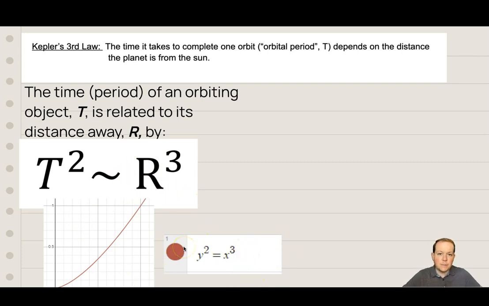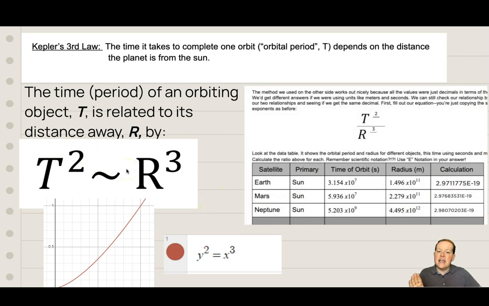I just went to Desmos and I typed in y squared, I used equal because Desmos doesn't have this proportion, at least not obviously, is equal to x cubed. And if you make a graph, you get a graph that looks like this. It kind of looks like one of your parabola graphs that you may have seen in a prior math class. And I also know you're probably more used to graphing y equals x cubed, but you could also square the y. There's no rule in the universe that says you can't. But anyway, this is our relationship, how we relate T and r.